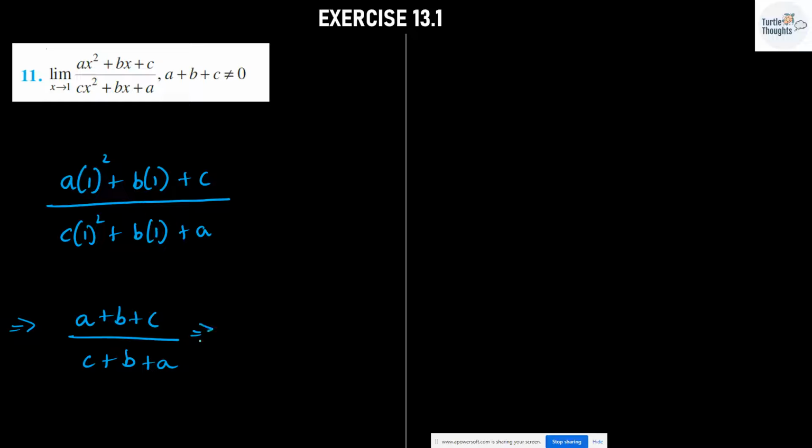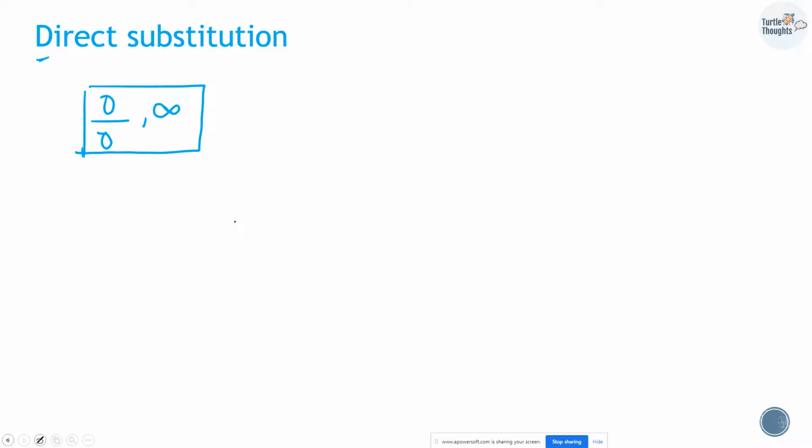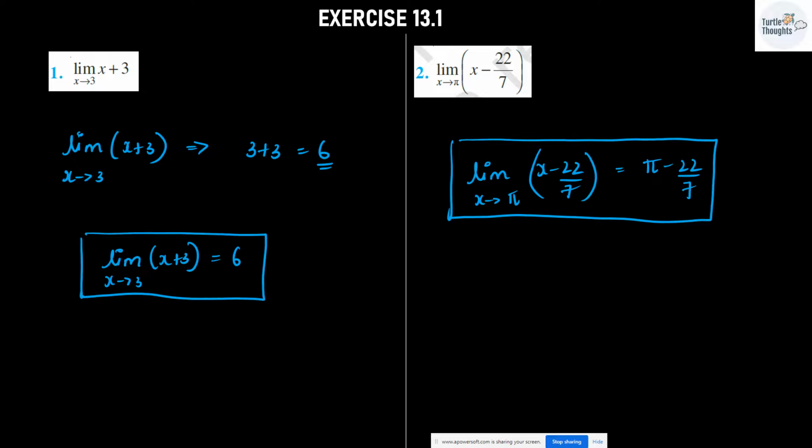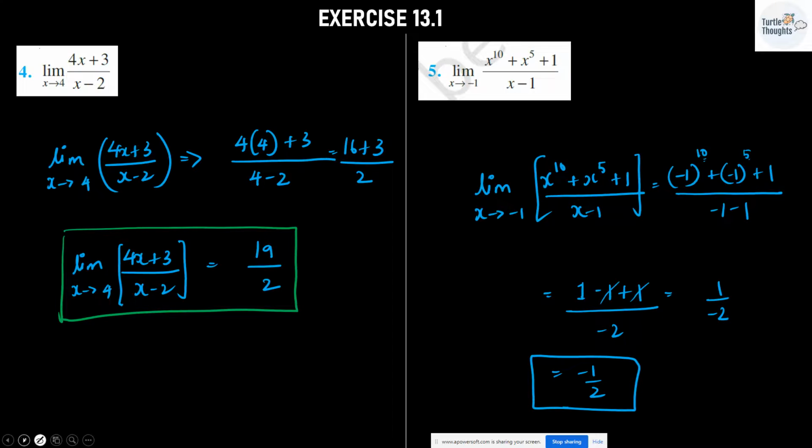Since addition is commutative, a plus b plus c is the same as c plus b plus a, the order does not matter. Answer is going to be 1, right? This was solving or computation of limit using the direct substitution method. We have just taken the value of x, we are substituting and we are getting the answer, right?